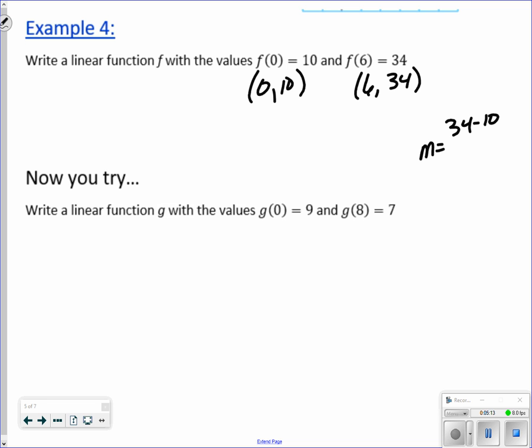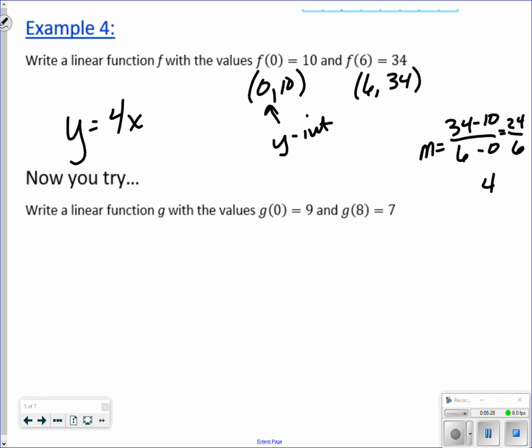y minus y over x minus x. So I get 24 over 6, which means a slope of 4. This is the y-intercept. And again, everything today will be giving you the y-intercept. So y equals mx, so 4x, plus 10. So we got another you try. Go ahead and hit pause, and when you come back, you'll see if you got the right answer.